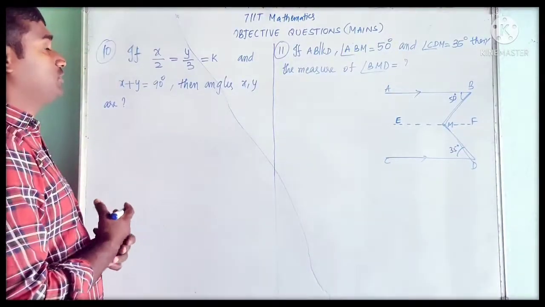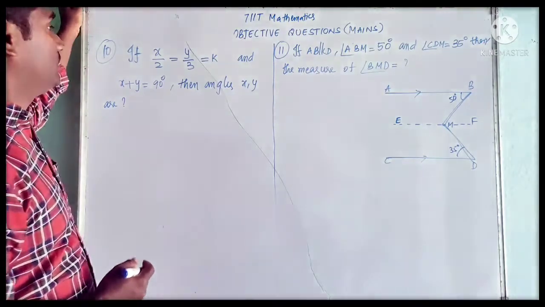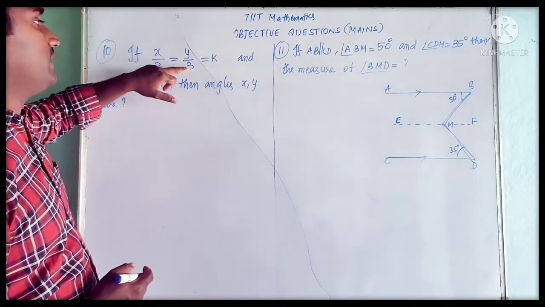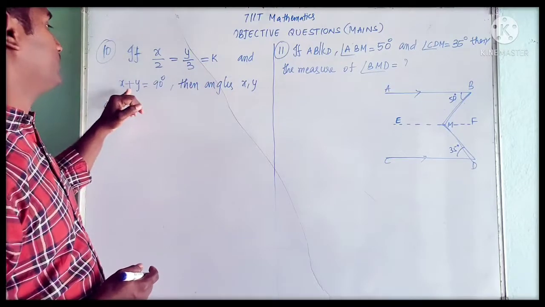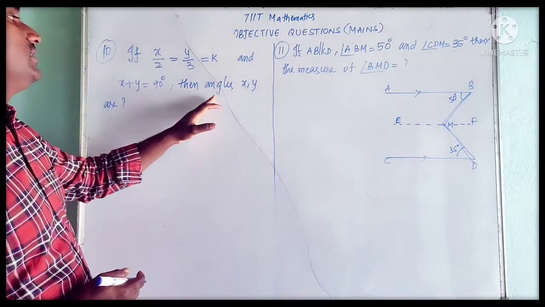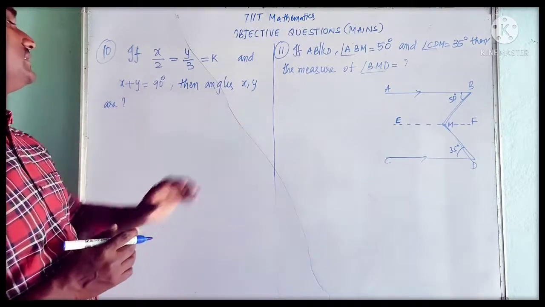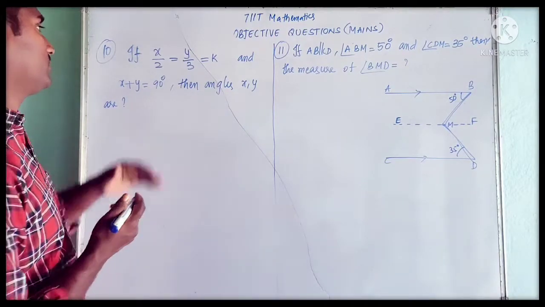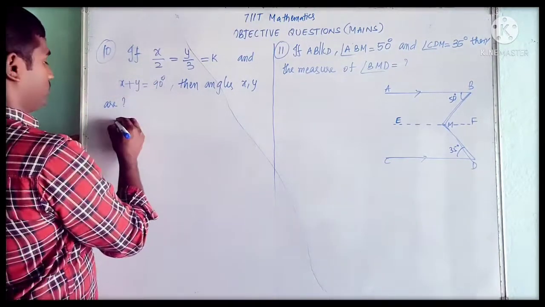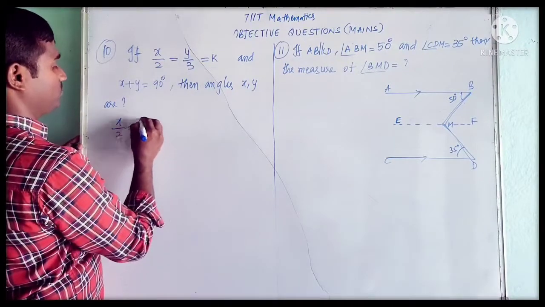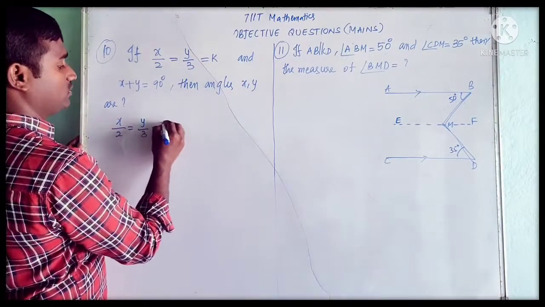Okay. Now, I am going to discuss the 10th question. If x by 2 equal to y by 3 equal to k and x plus y equal to 90 degrees, then the angles x and y are. So, we need to find x and y in this question. From the given equation, x by 2 equal to y by 3 equal to k.